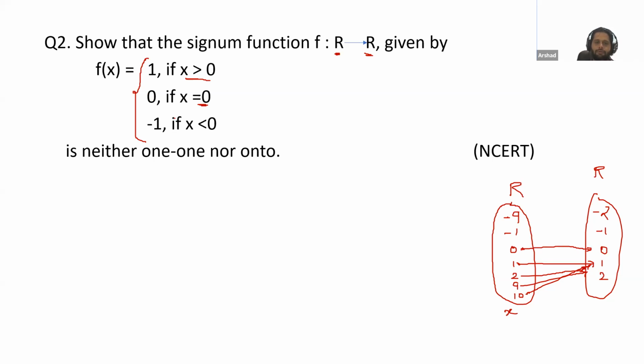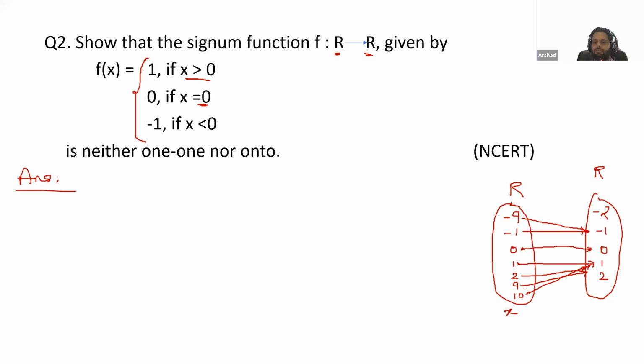Now the next question is from Seth. Seth, x is less than 0. Okay, so we are taking this minus 1. This minus 1 will be associated with what? -1. Very good. Minus 9 will be associated with what? -1. Very good.